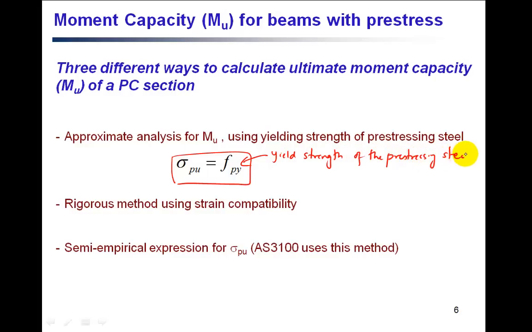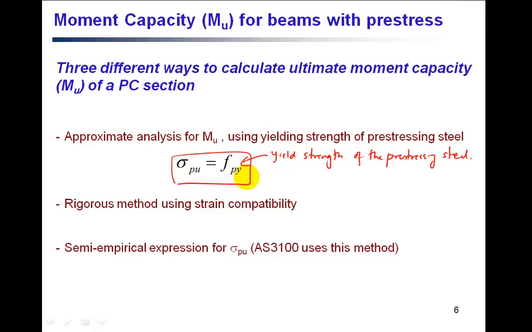steel. And as you know, this is not 500 megapascal, but this is the yield strength of the pre-stressing wire, which is much higher than the 500 megapascal for reinforced concrete. So it is around 1500 to 1600 to 1800 megapascal, or even higher. So that is one method of finding an approximate value of Mu, where we are saying that the pre-stressing wire is also yielding.